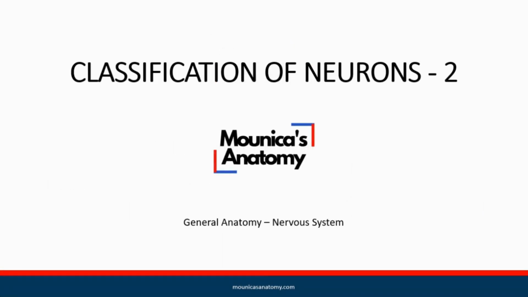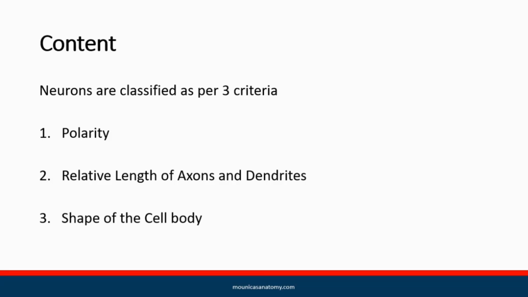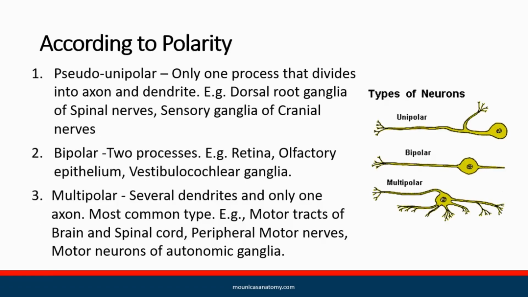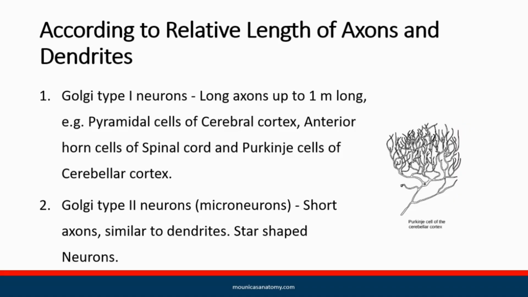Classification of neurons, part 2. Neurons are classified as per 3 criteria: polarity, relative length of axons and dendrites, and shape of the cell body. According to polarity, pseudo-unipolar neurons have only one process, for example, dorsal root ganglia of spinal nerves. Bipolar neurons are found in retina and olfactory epithelium. Multipolar is the most common type, found in peripheral motor nerves.